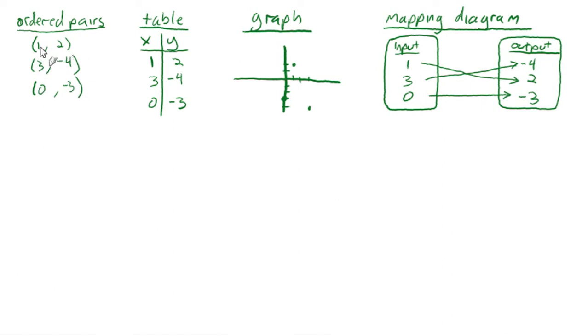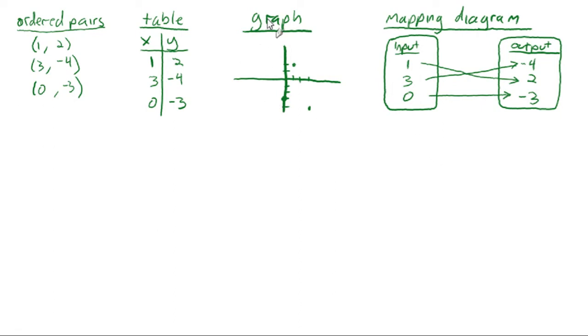So whether I tell you that 1 is related to 2 by putting them together in parentheses with a comma between them, or by putting them across from each other in a table, or by putting a dot at x is 1 and y is 2, showing you that there's that relationship between 1 and 2, or I draw a mapping diagram and just put all the inputs here and all the outputs there and just draw arrows to how they're related. Just 4 different ways to represent a relation.